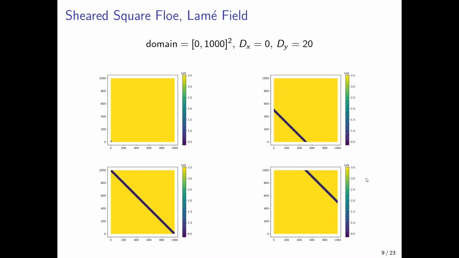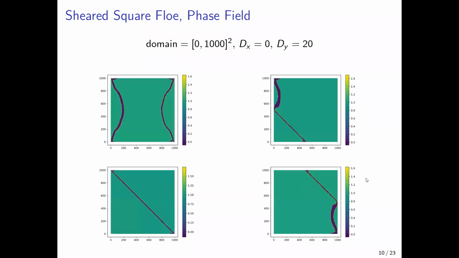In the first experiment, we want to shear a square flow. In this case, we have a kilometer by kilometer square flow, and we shear the left side upward by 20 meters. The linear weakness is a diagonal line that runs through the material and moves diagonally upward to the right. In the following slide, we show the phase field results.